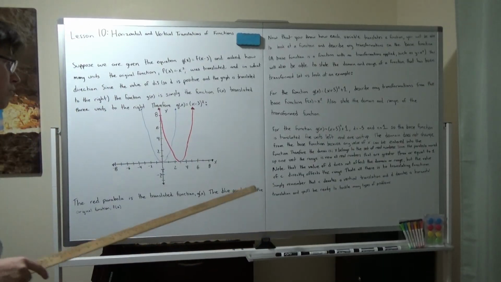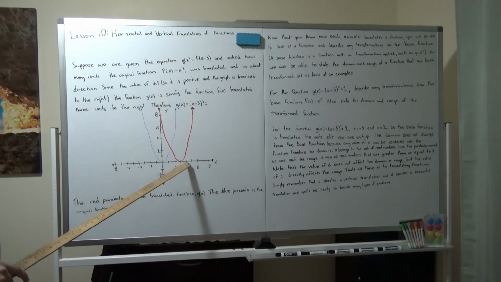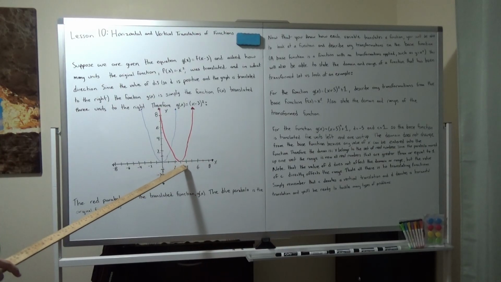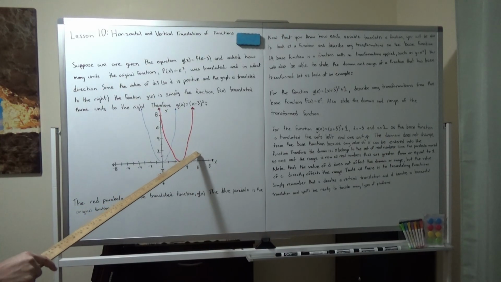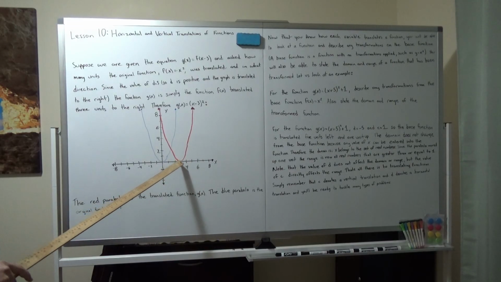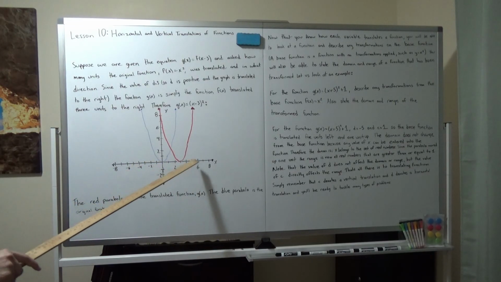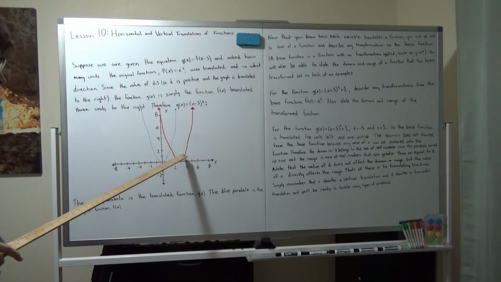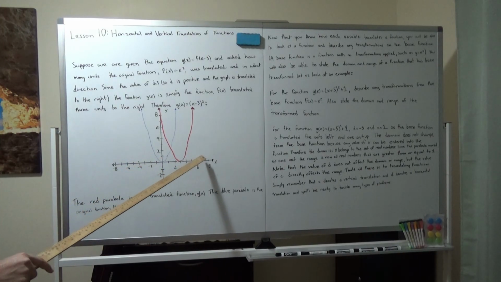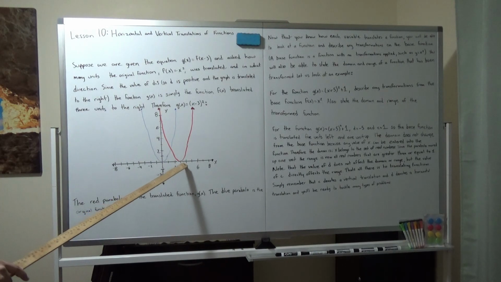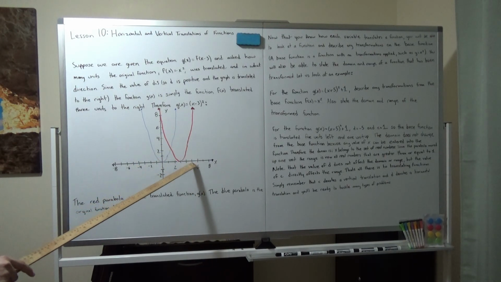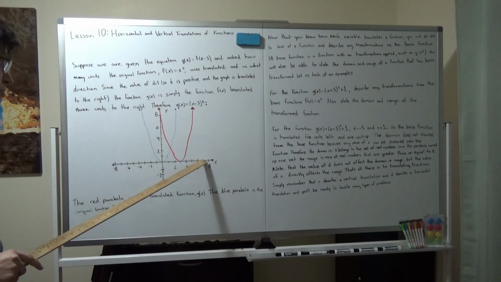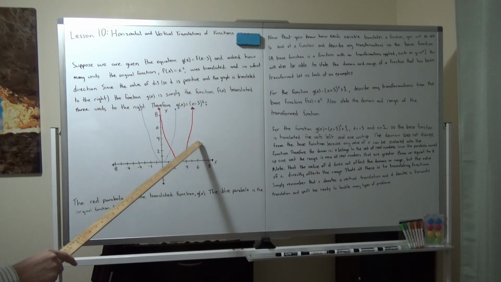So d, moving it right or left, does not affect the domain or range. It doesn't affect the domain because the domain can still consist of any set of real numbers, regardless of how you translate the function right or left. And it doesn't affect the range because we're not moving the function up or down, we're just moving it right or left. So the range remains the same.